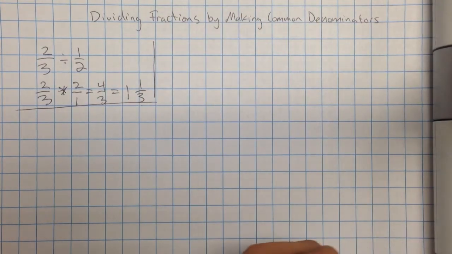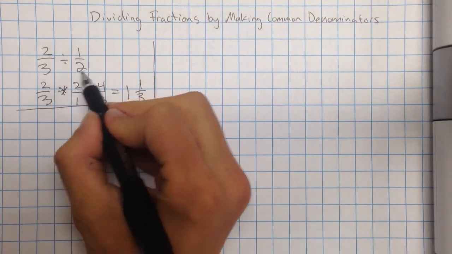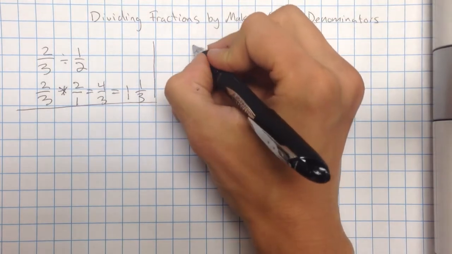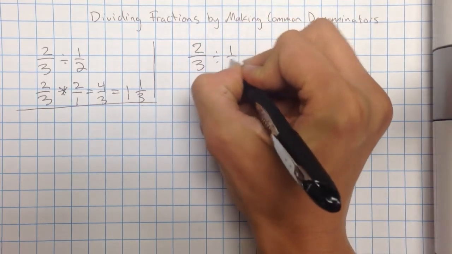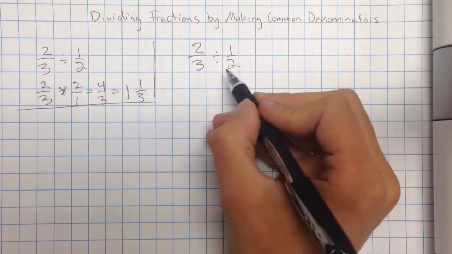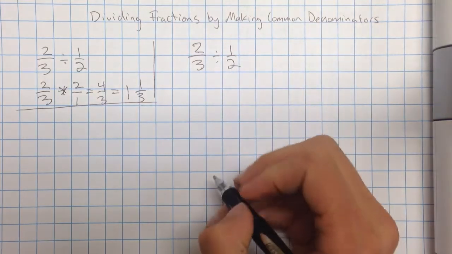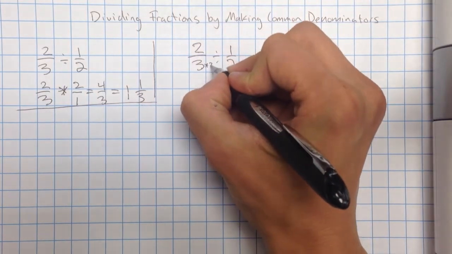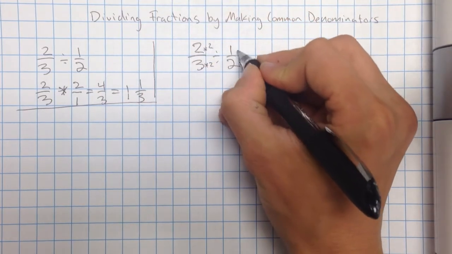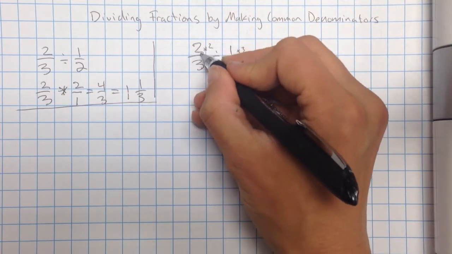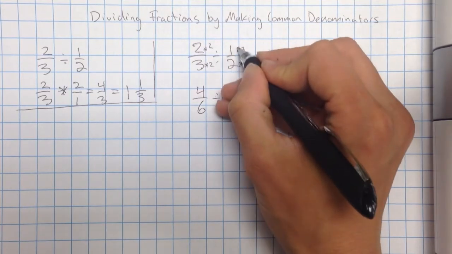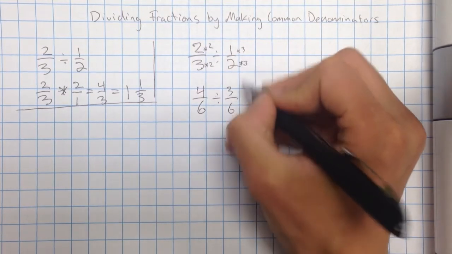There's another method though where you make a common denominator. You don't have to make a common denominator here, but it's just another way to do this. So if we had the same problem, 2/3 divided by 1/2, we're going to think, what's our common denominator? You want to make the least common denominator so you don't have to simplify at the end. So 3 can go into 6, 2 can go into 6. I'm just going to put times 2 and times 3. I'm making equivalent fractions with 6 as the denominator. So 4/6 is the same thing as 2/3, and 3/6 is the same thing as 1/2.